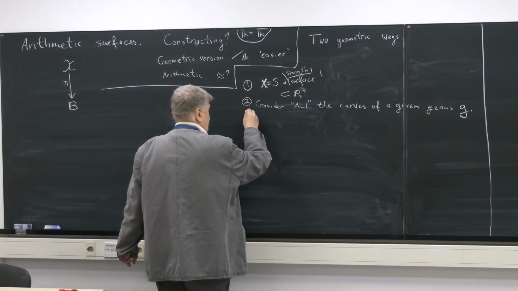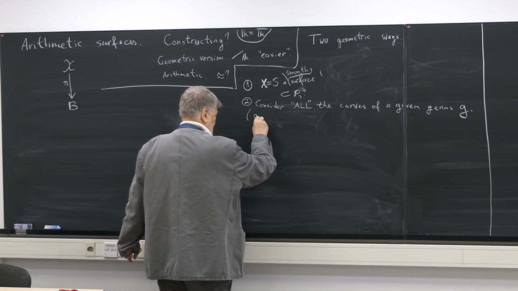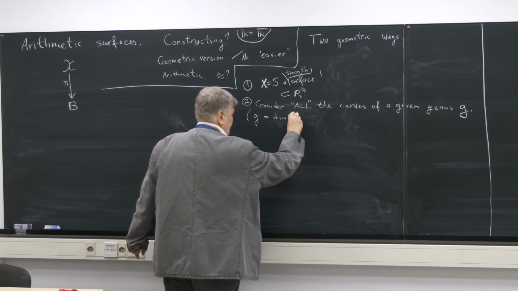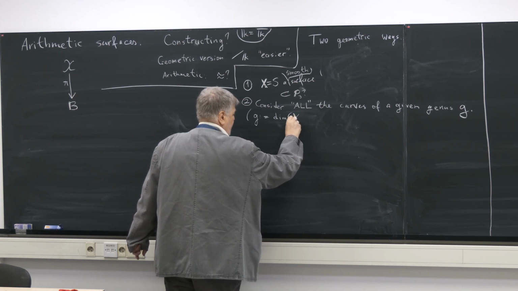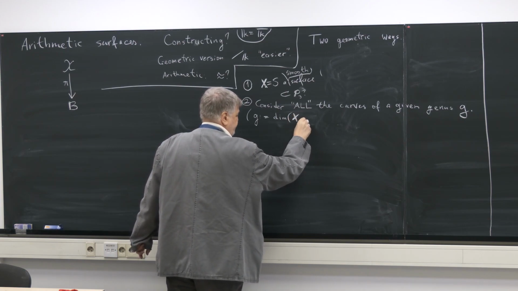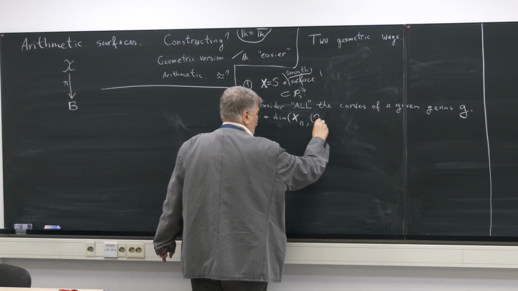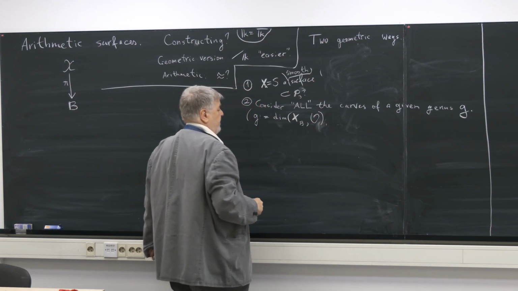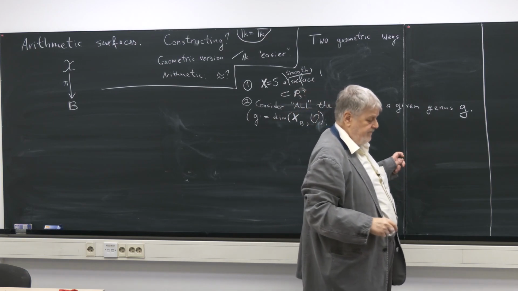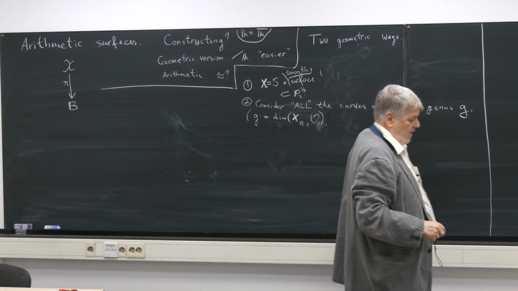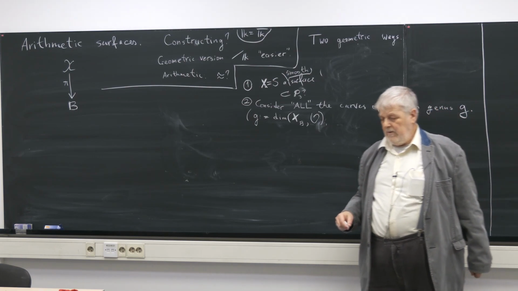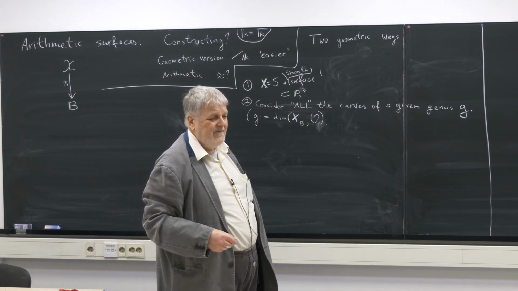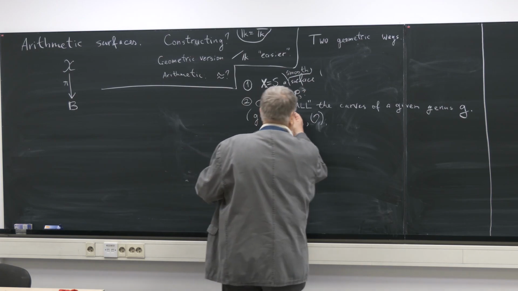everyone understands me that this means that the genus g is the dimension of H1 only. So this definition of genus works also in the case of singular curves. It is the first homology. Yes, sorry.